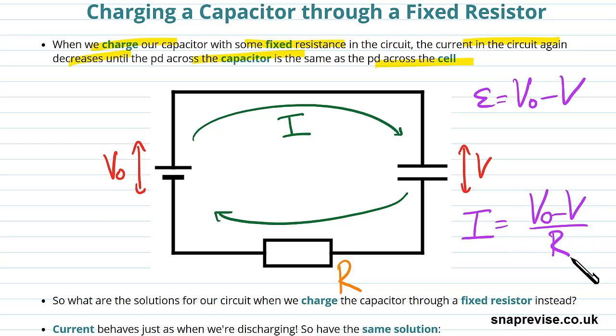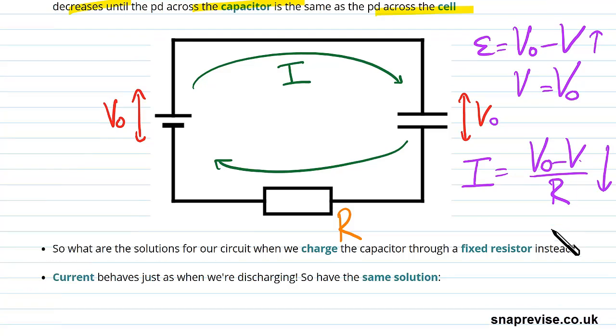Remember, we briefly spoke about this previously. But then what does that mean? Well, we know that this V increases as the charge builds up. As we build up more and more charge, the potential difference across our capacitor increases. That means the current is going to decrease, because as V gets bigger, V0 minus V gets smaller, and therefore the current in our circuit decreases. Eventually we're going to get to the point where V is equal to V0, and we've got the same potential difference across this capacitor as across our cell, and then no current will flow, and our current will go to zero.